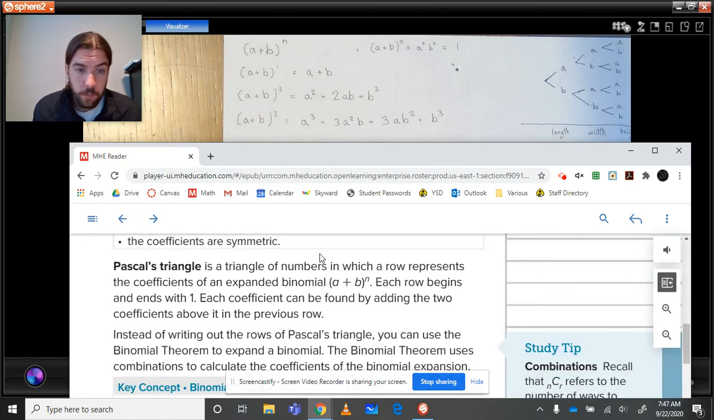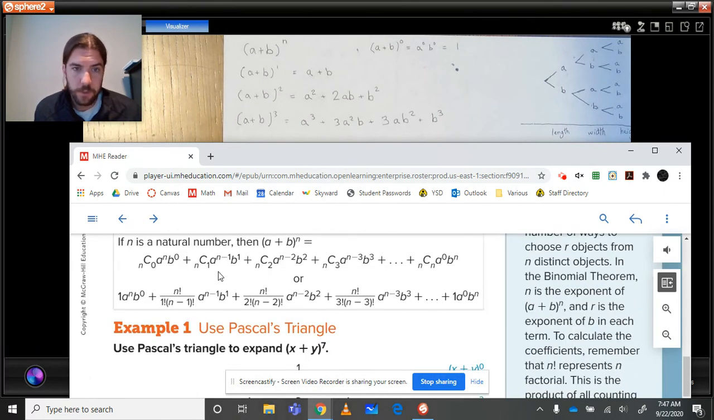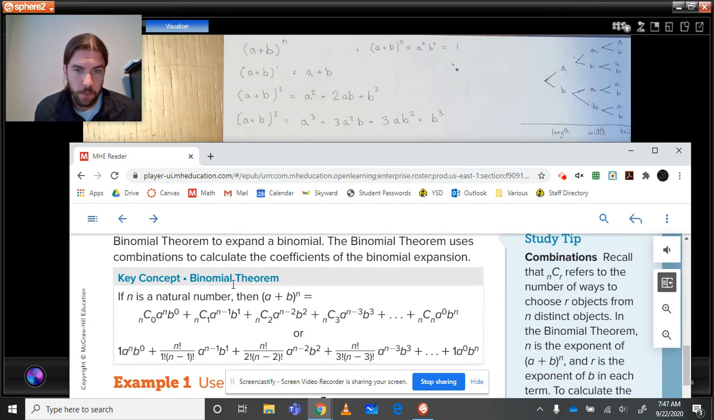All right. Finally, we're going to skip this description about Pascal's triangle for a moment, and we're going to just look at this. So this is the binomial theorem. This is some huge, horrible-looking thing, but let's just look at what we notice in here that's similar to what we just said.